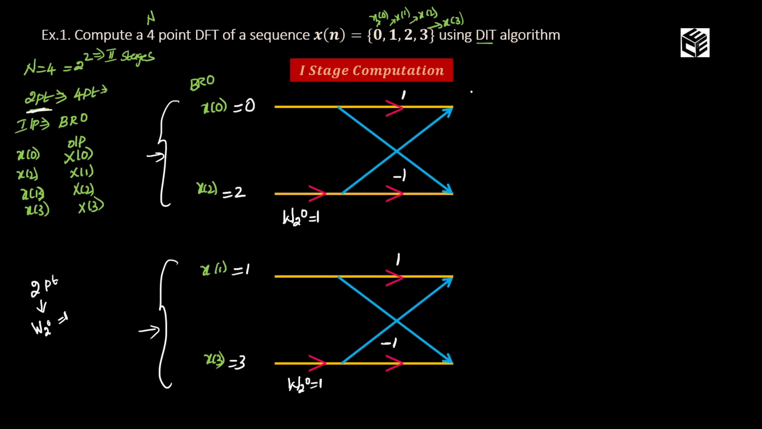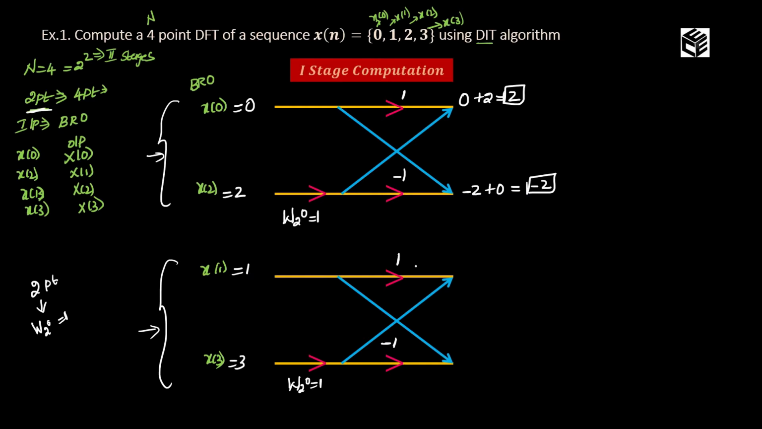Now I am going to find the output of the first line. The input is 0, and 0 into any number is 0. And on this line the value is 2 into 1. So 0 plus 2 is equal to 2. Okay. In a similar way, I am going to find it for the second line. So this is 2 into 1 into minus 1, so it is minus 2. And the first line's value is 0, so plus 0. This is equal to minus 2.